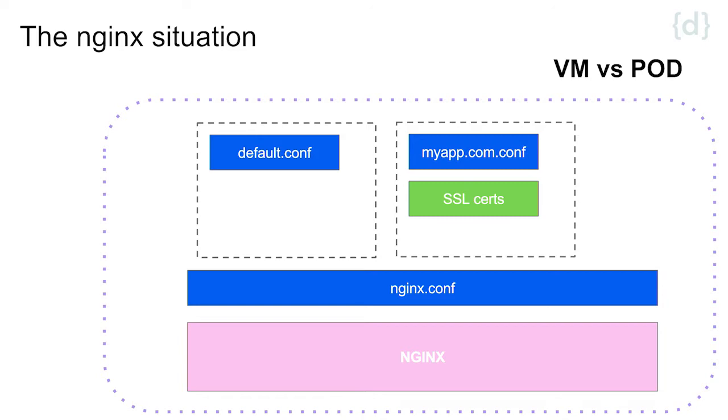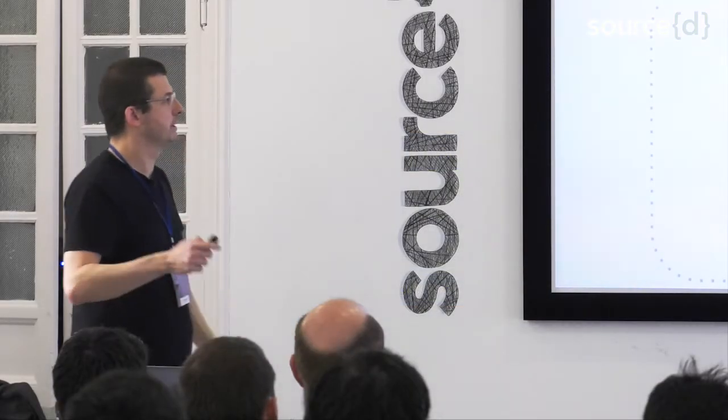the idea of running in a VM versus running in a pod in Kubernetes. So we have Nginx, the pink Nginx. Nginx has the nginx.conf, and then we have the virtual hosts: the default one, and then one that has certificates. And you could have basic auth or other things. But basically we have Nginx, the runtime, and then a set of configurations. If you have a machine, you have to make sure that all this stuff goes onto the machine.